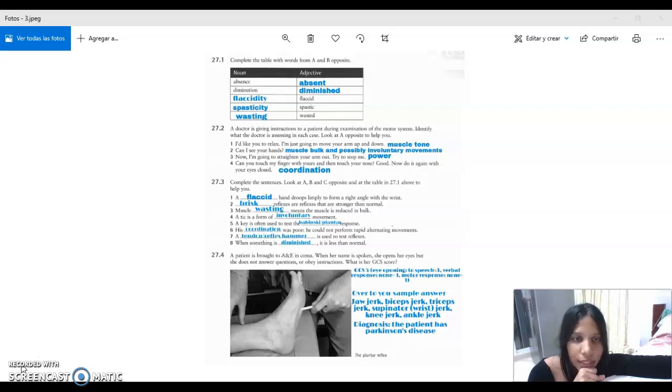3. Now I am going to straighten your arms out. Try to stop me: power. 4. Can you touch my finger with your arm, then touch your nose? Good. Now do it again with your eyes closed: coordination.